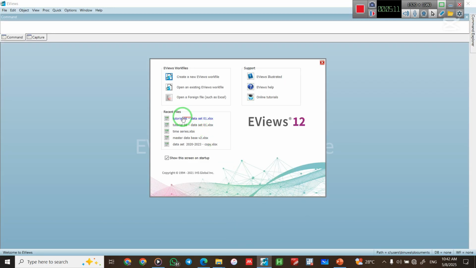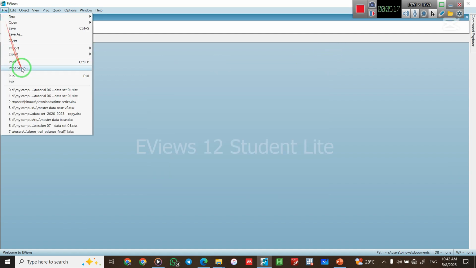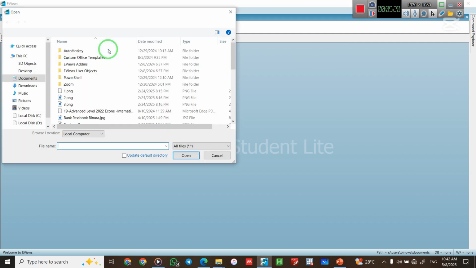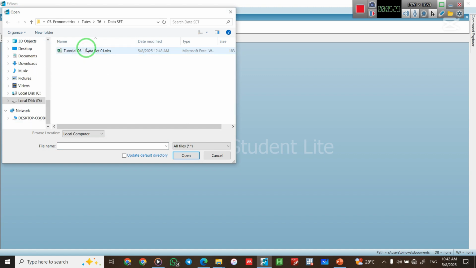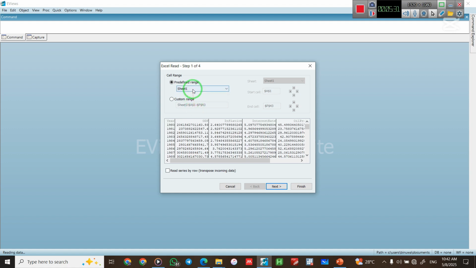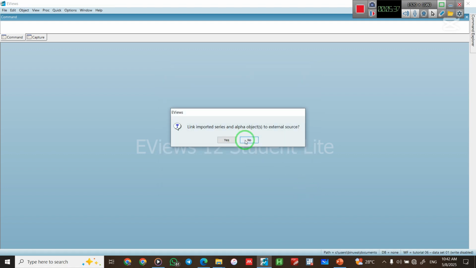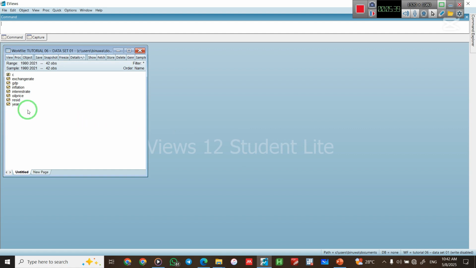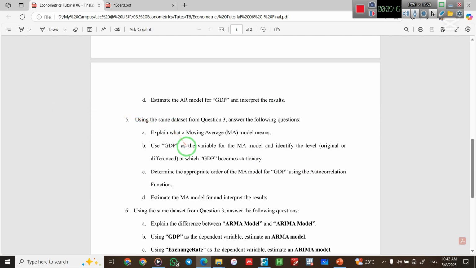Then you can directly import from the recent file, or else go to File, then click Import and Import from file, and then select your dataset, right? In here the predefined sheet is sheet 2, but the data is in sheet 1, so I will select sheet 1 and then click Finish, right? Then set No for this, and your dataset will be imported into the eViews software, right? So now they ask us to identify at what level the GDP becomes stationary, right?